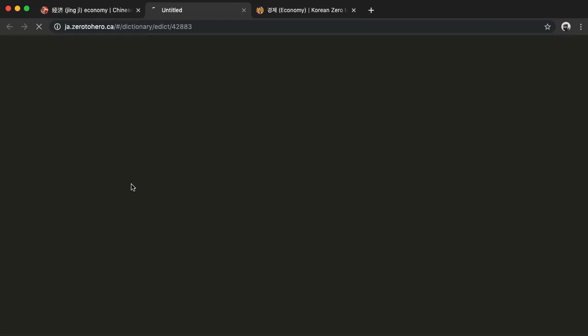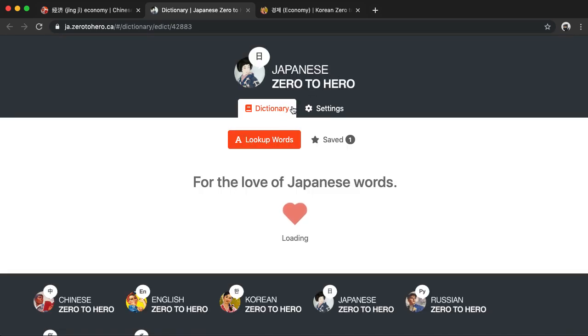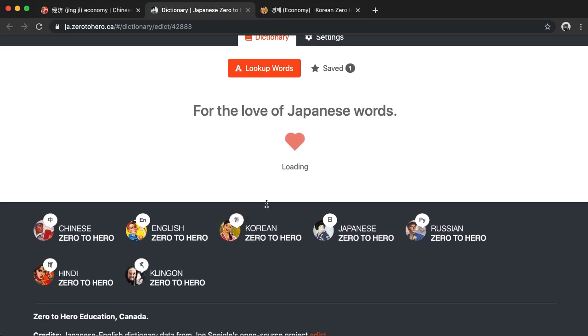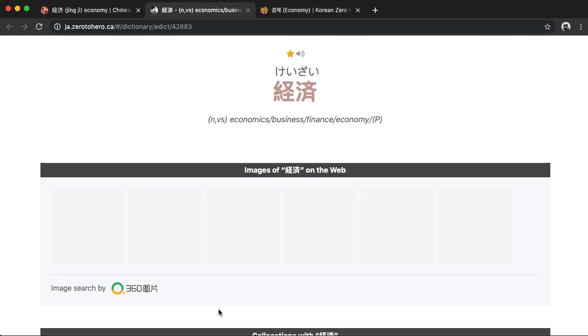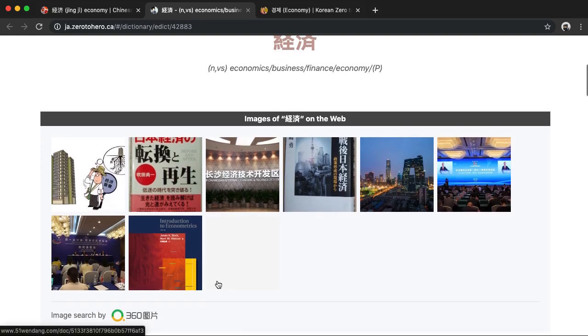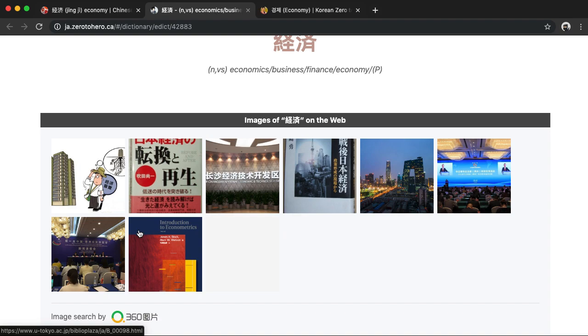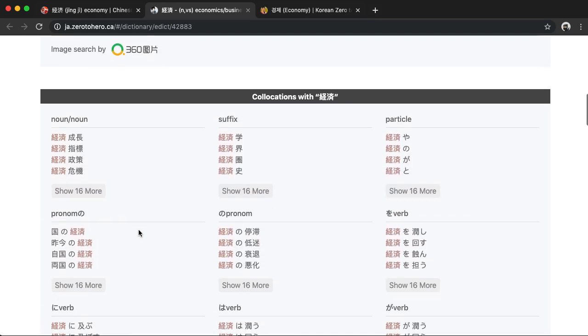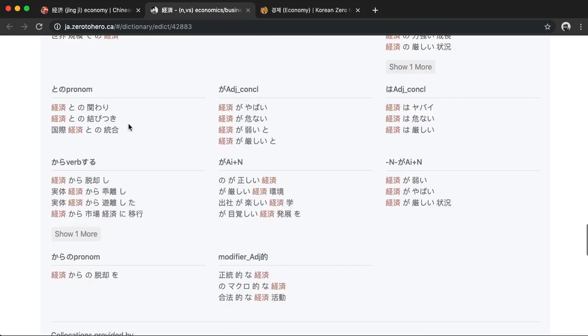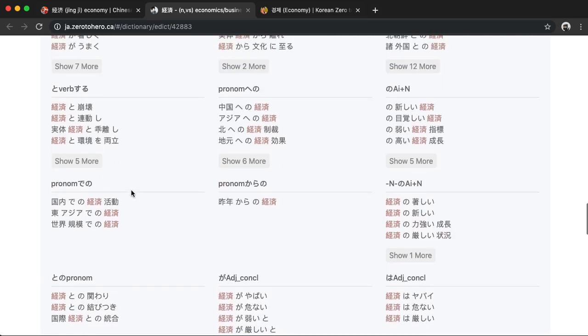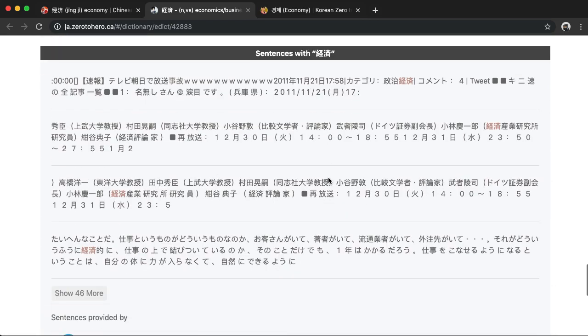So if you were to click on that, it goes to Japanese Zero to Hero, and it tries to look for the word kezai in our Japanese dictionary. And this is using edict. This is an open. The footer. I need to revise the footer. And it tries its best to look for images of kezai, and it's a good thing that Sketch Engine provides a lot of collocations for the Japanese language.